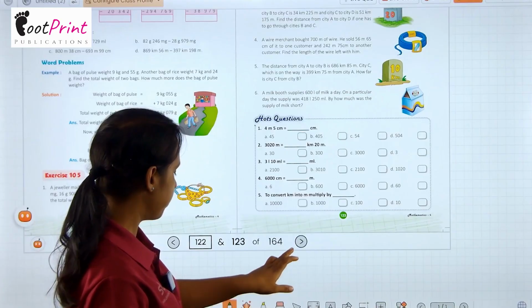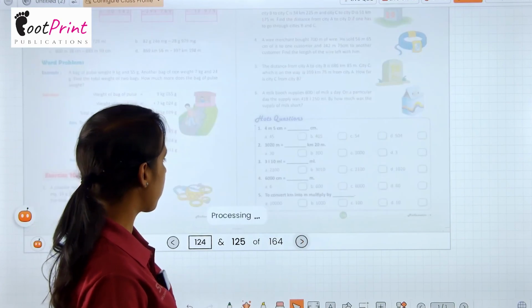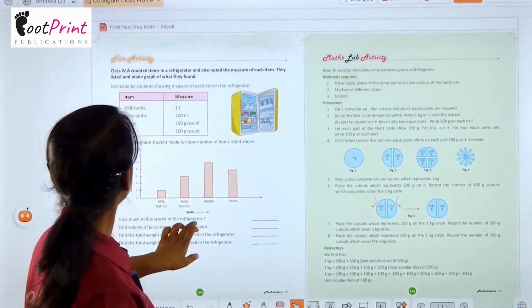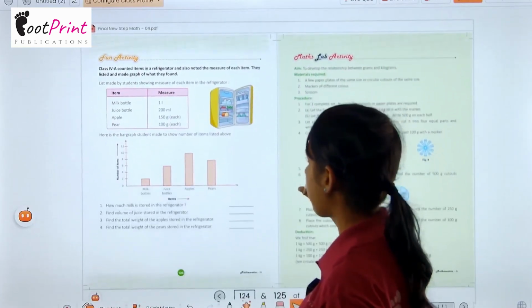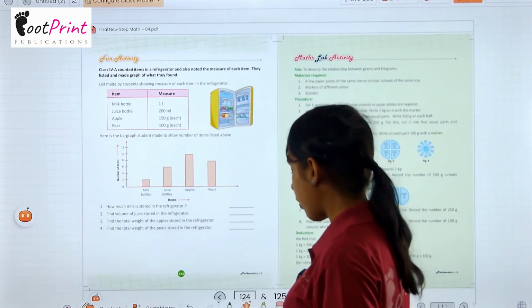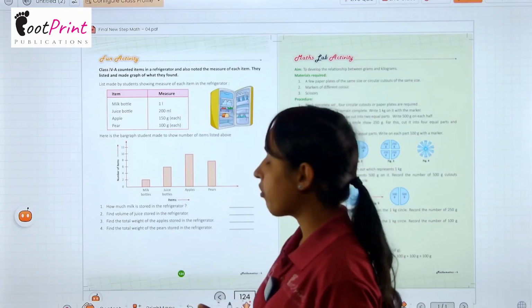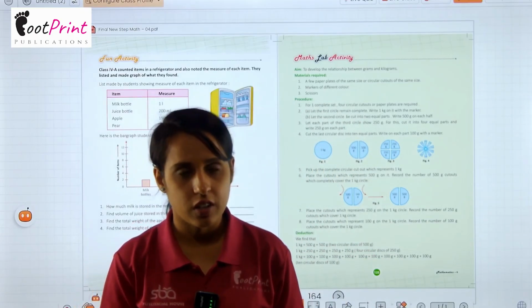Okay. Now if we are moving to the next, we have here your fun activity and the math lab activity. You will try to do the fun activity yourself, and the math lab activity you will do with your teacher in the school.